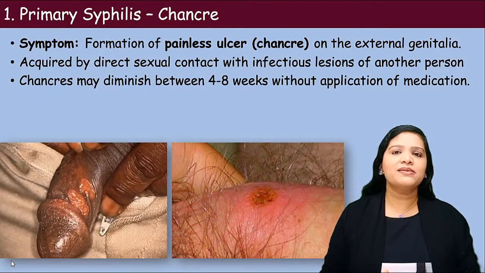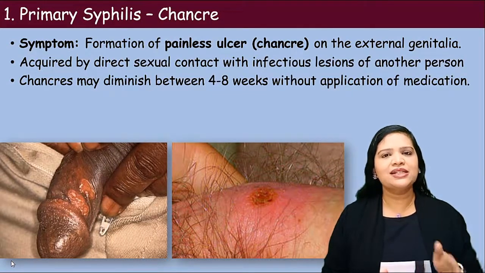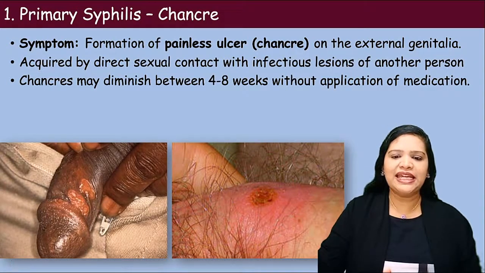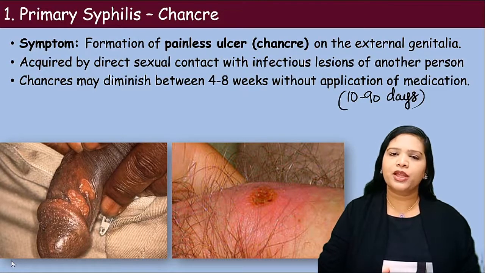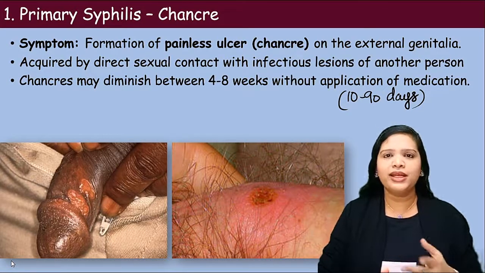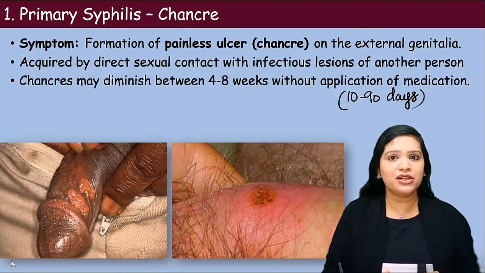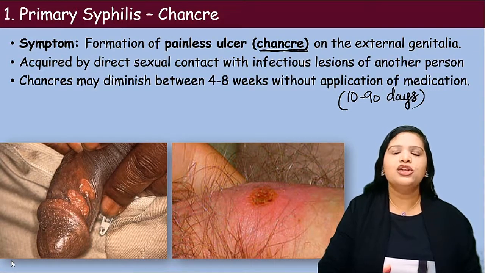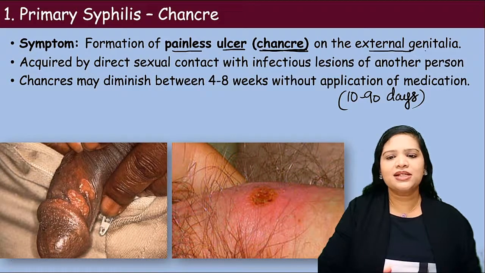So let's see what is primary syphilis, the first stage of syphilis. Once the bacteria enters a human body, after the incubation time, which generally takes 10 to 90 days, it varies with every person's immunity level and so on. After 10 to 90 days, the first symptom of syphilis starts to appear. So what is that? That is called chancre. So what is chancre? Chancre is a painless ulcer on the external genitalia.